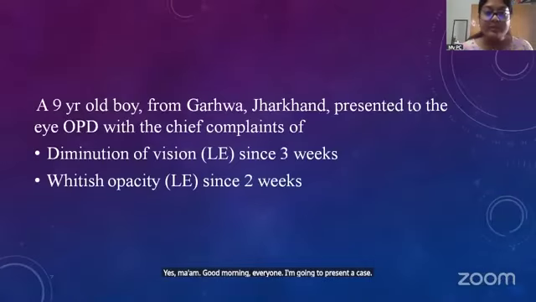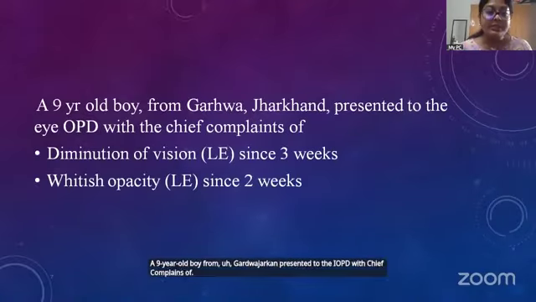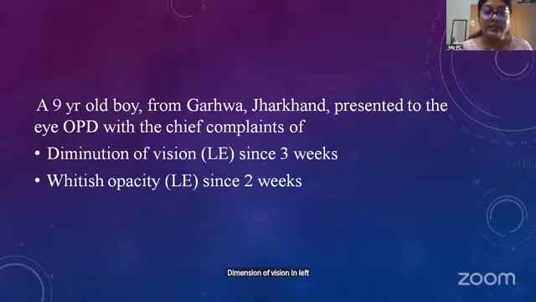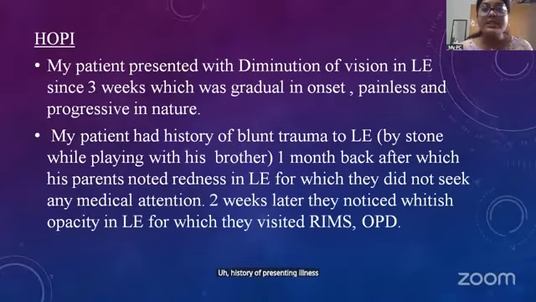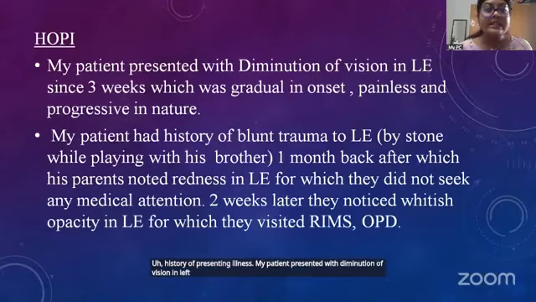Good morning, everyone. I'm going to present a case. A 9-year-old boy from Garhwa, Jharkhand presented to the IOPD with chief complaints of diminution of vision in left eye since 3 weeks, whitish opacity in left eye since 2 weeks. History of presenting illness: my patient presented with diminution of vision in left eye since 3 weeks, which was gradual in onset, painless, and progressive in nature.